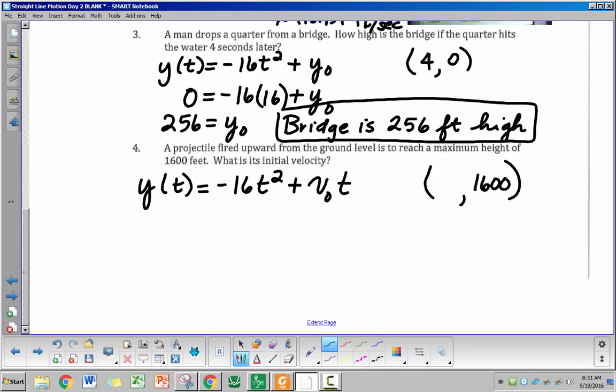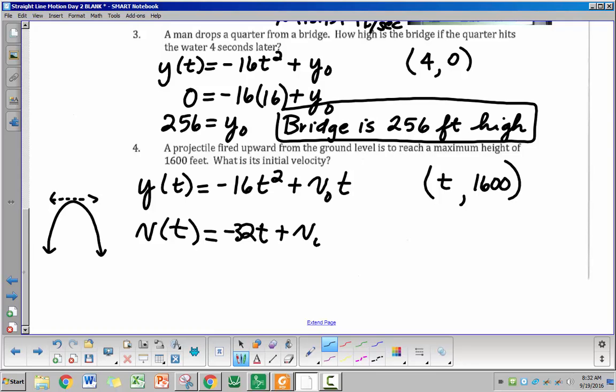Do we know that time? No, we have to solve. So I'm going to call this t. What do I do? The derivative, yes. So you find the velocity function and set that equal to 0. Yes. Right, because the velocity, if we're doing projectile motion, is 0 at its maximum. We all right, Kate? So what is the derivative of y? Negative 32t plus v naught. Uh-oh.